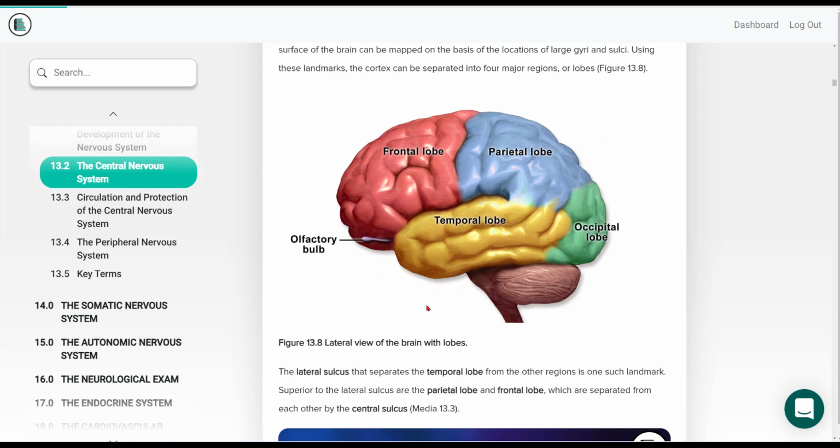A couple of additional structures. Again, all of these are really important structures that you'll be seeing in Lab 6. The lateral sulcus: lateral, on the side; sulcus, a groove. As I point right here with the pointer, this is the lateral sulcus. It is a very distinctive groove that separates the temporal lobe from both the parietal lobe and the frontal lobe.